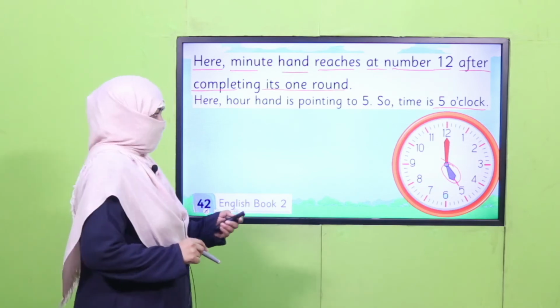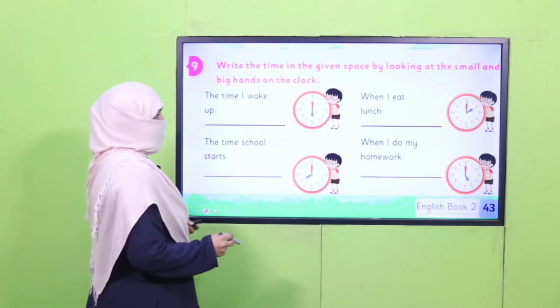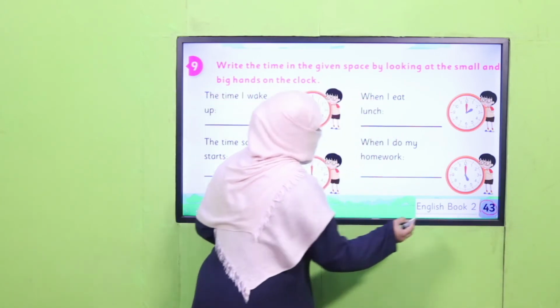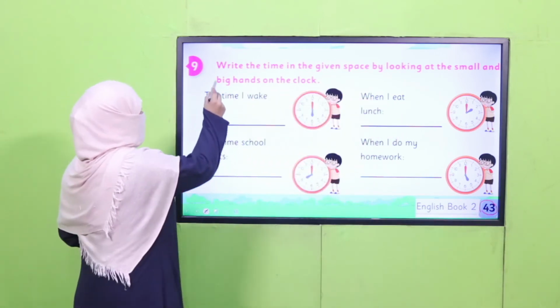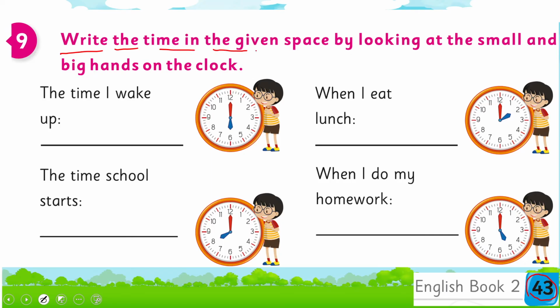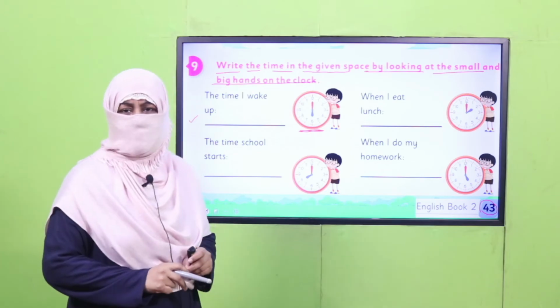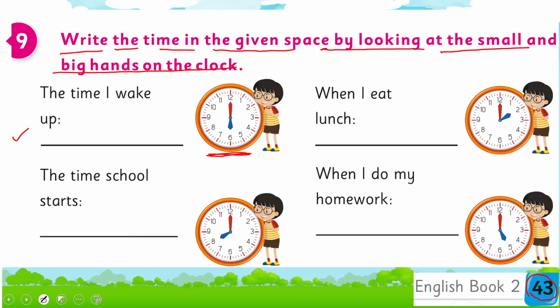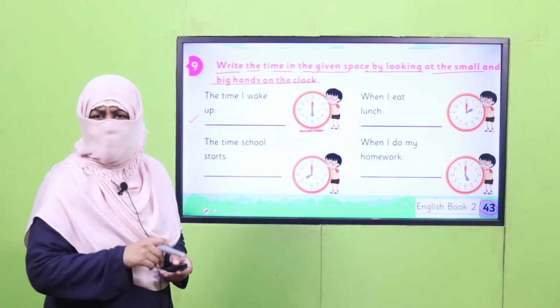Very good. So now you will practice telling time, page number 43 of your book. It's practice time. Write the time in the given space by looking at the small and big hand on the clock. So you will look at the clock, you will find out what's the time and you will write it here. Okay, so pause the video and do this activity. Yes, my dear children, are you done with it?